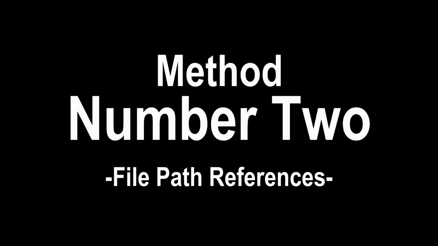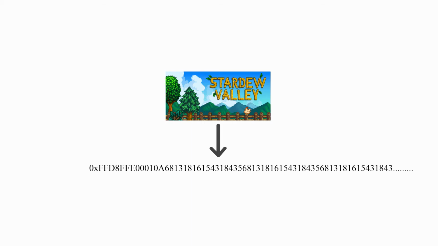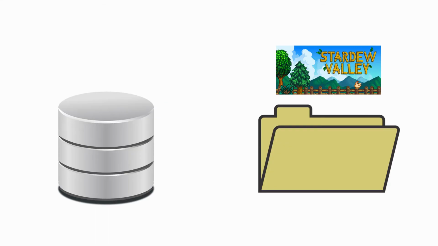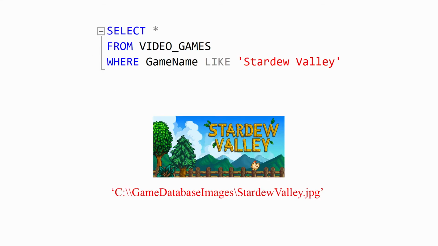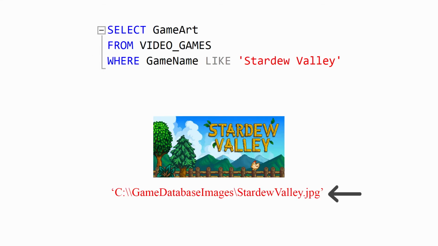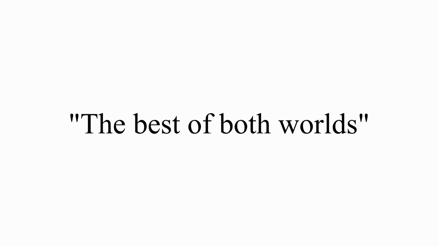This brings us to method 2. For this method, instead of converting our images into large strings, we leave them exactly how they are, in a file system, separate from our database. This time, we use statements to add a relative file path of our image into the GameArt column. When we query our database, we only have to look at the location our reference is pointing to, and we have our image. This method is widely used over the blob method. It has been called the best of both worlds.